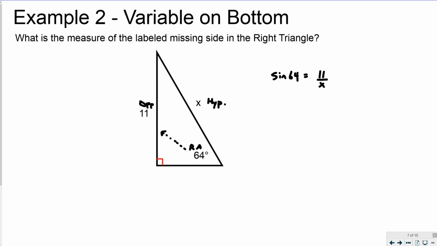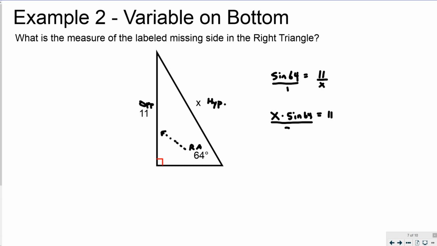What I'm going to do is put sine of 64 over 1 right away. And then I'm going to go ahead and cross multiply. So when I cross multiply, I get x times the sine of 64 equals 11. Now, I want to solve for x, okay? And sine of 64 is just a number. I know that it's written out and it looks all weird, but right now it's actually just a number.